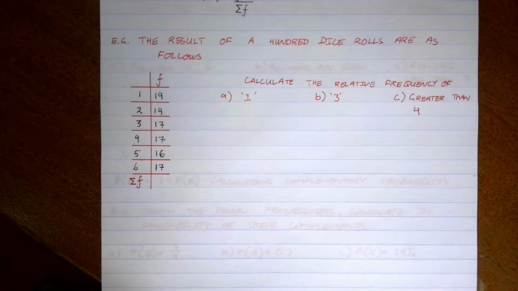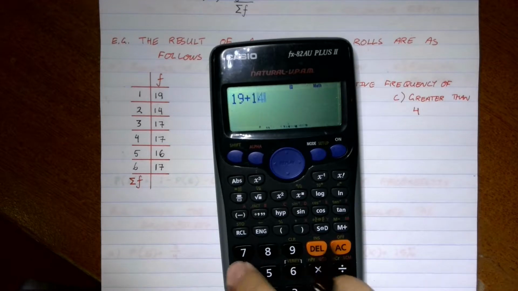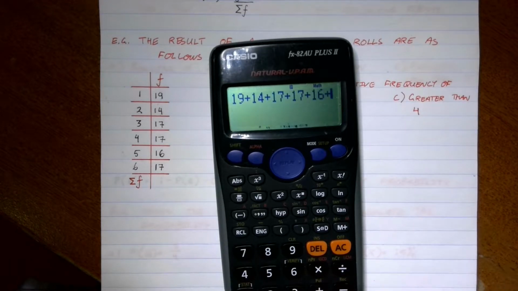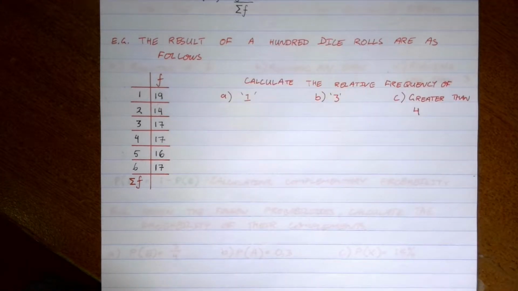So we've got a calculator here. Let's double check this. 19 plus 14, 17, 17, 16, 17. Here's 100 dice rolls.